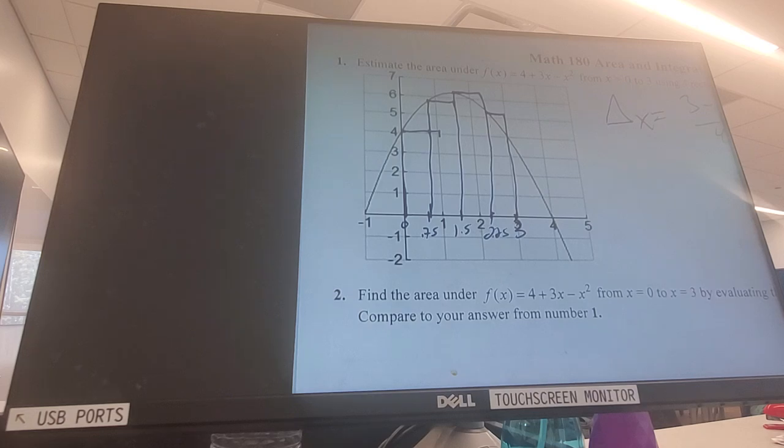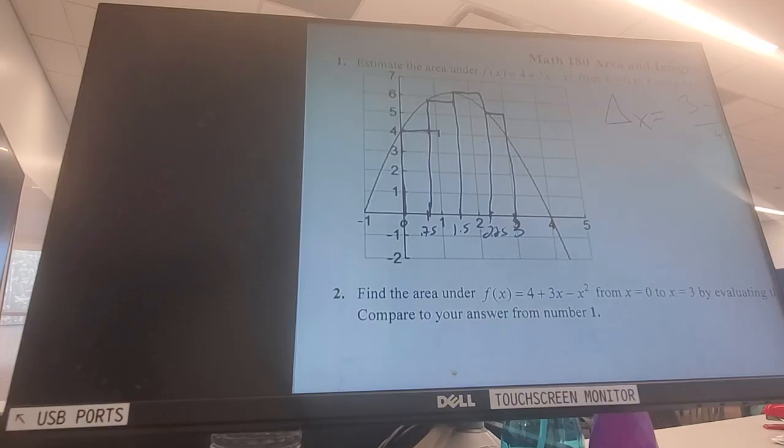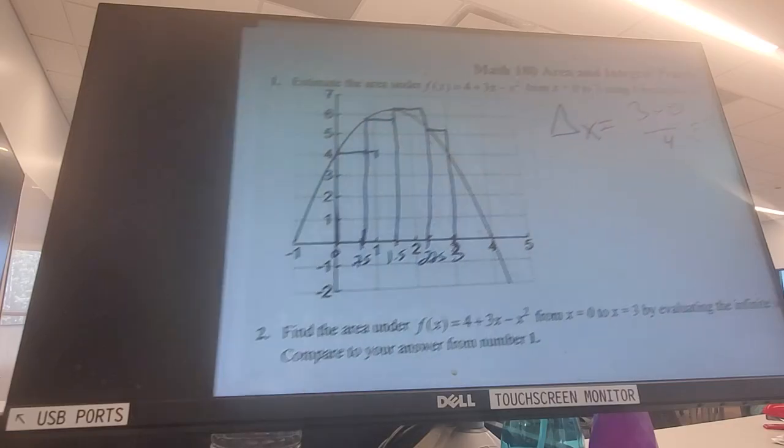Right? So these guys underestimate, these guys overestimate. If you flipped it, the overestimation would be here and the underestimation would be over there. You get the exact same answer. Do you have to know any of what I just said to actually do number 1? No, but it's generally good to know.